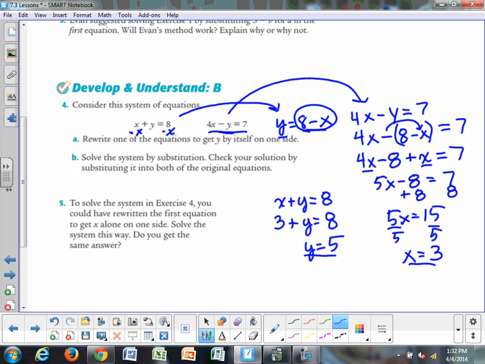My last check is just to make sure it works in this equation. So instead of 4 times x, I'm going to do 4 times 3. Instead of minus y, I'm going to do minus 5 because y is equal to 5. Make sure that equals 7. And it does equal 7, so it works. Okay, I'm going to let you try 5.